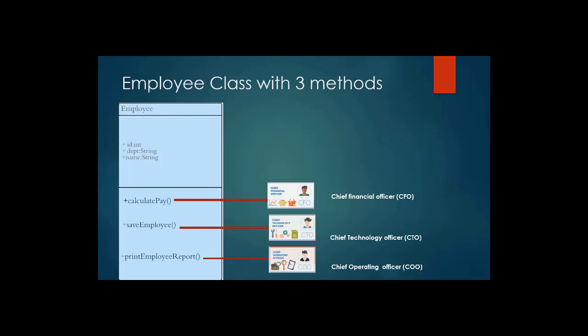Each of these groups, that is CTO, CFO and COO, will be asking for changes. And since each of these groups can change this Employee class, it violates the single responsibility principle. So what are the drawbacks of such a design? Let's look at the symptoms of SRP violation. That is what happens when we don't follow the SRP principle.